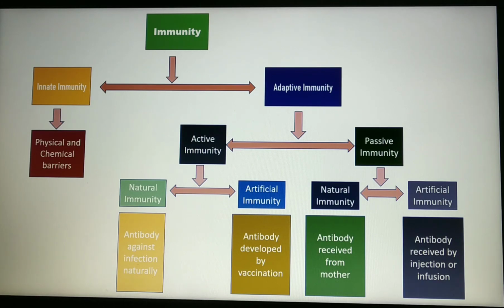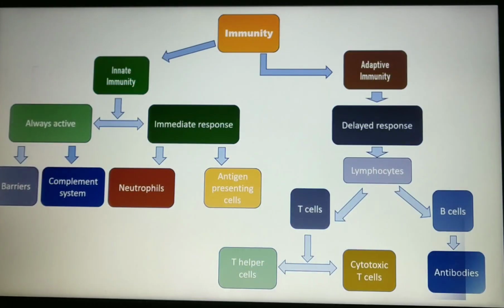Now let's see how various types of cells are involved in immunity. Innate immunity may be always active or it shows immediate responses. It is always active, such as physical and chemical barriers or the complement system, or it shows an immediate response in the presence of neutrophils and antigen presenting cells.